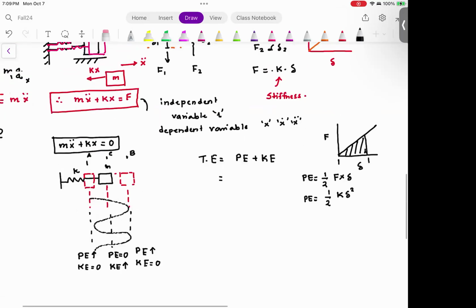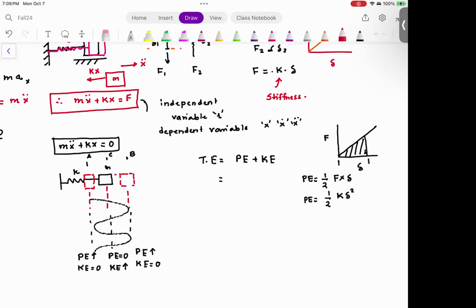Do you agree with me? Now what I'm going to do is write down the expression for potential energy, 1/2 K, since my displacement is x, I would say 1/2 Kx squared. Do you agree? Kinetic energy is 1/2 mv squared, which is given as 1/2 m, v is x dot, squared.